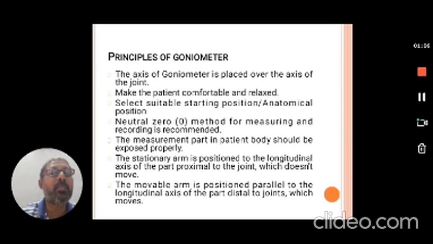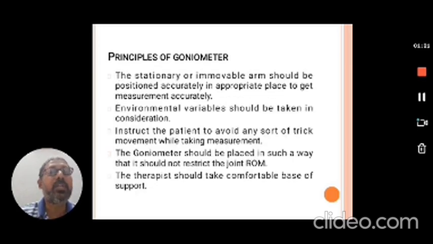The stationary arm is positioned at the longitudinal axis of the part proximal to the joint which doesn't move. The movable arm is positioned parallel to the longitudinal axis of the part distal to the joint which is going to be moved. The stationary or immovable arm should be positioned accurately in the appropriate place to get the measurement accurate.